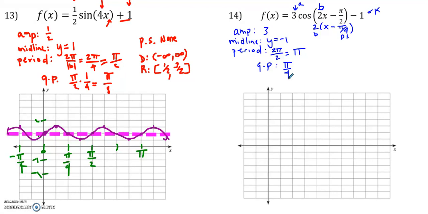Let's see, what else do we need to do? We also need to do the phase shift. And here, we didn't have it in the last one. My phase shift is going to be pi over 4 units or radians. It's going to go which direction? Oh, it's going to go to the right. It's always opposite. So we're going to shift pi over 4 units to the right.